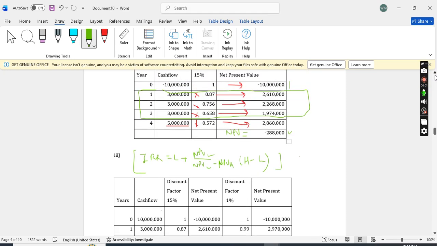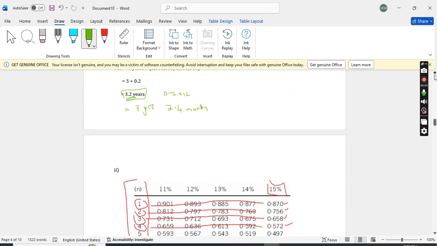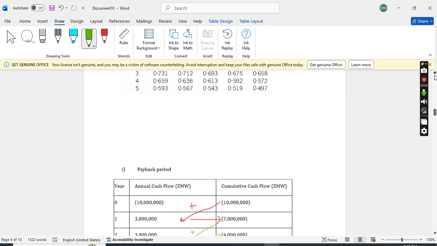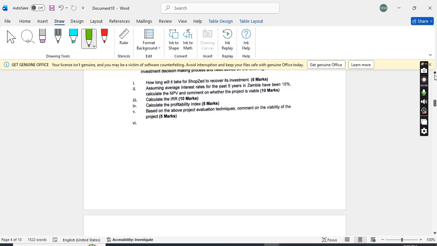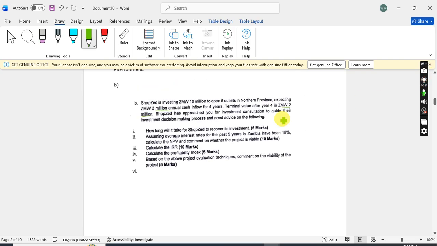Okay, colleagues, now we're dealing with the internal rate of return, IRR. Calculate this same question with shop Z, where they've invested 10 million, they'll be expecting cash flows of 3 million for 4 years, and then the terminal value is 2 million. We're now on part 3 where we have to calculate the internal rate of return, or the IRR.